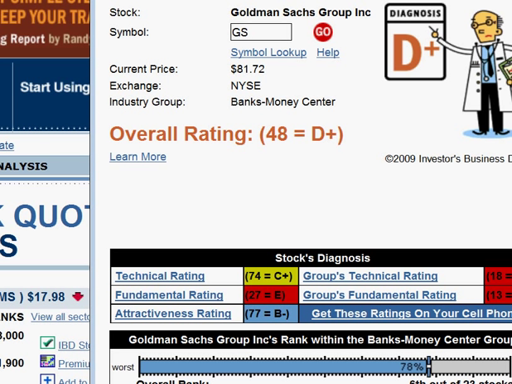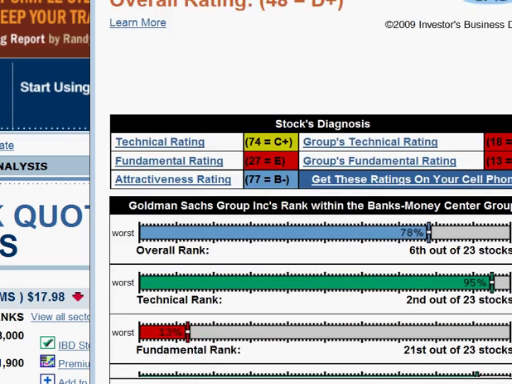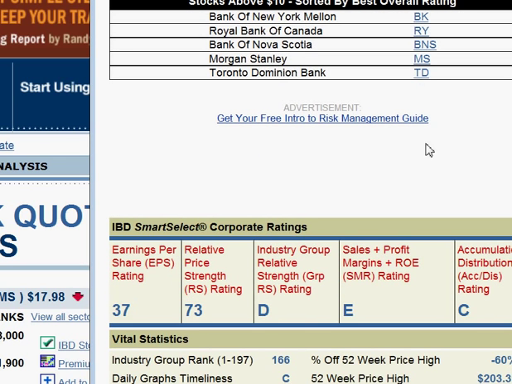We can go down here. This is your earnings per share rating, which is a 37, also very low. That means it ranks in the lower 37% of all stocks. The relative strength is 73%, which means it's in the lower 73% rankings. Then we have an indicator for accumulation distribution rating. This is for the institutional buyers, whether they are buying or selling the stock. It's a C, so it's kind of in the middle.